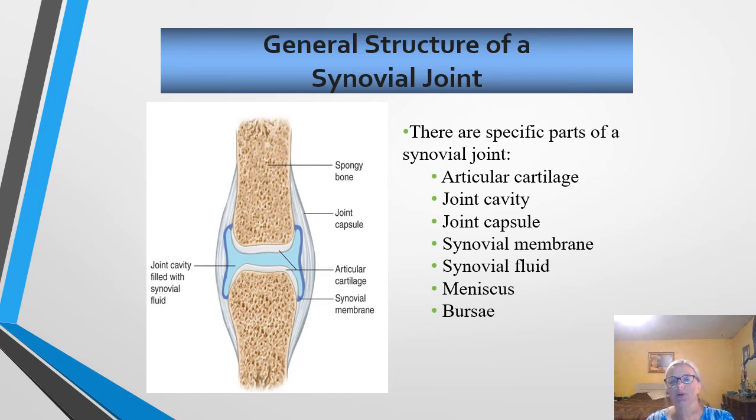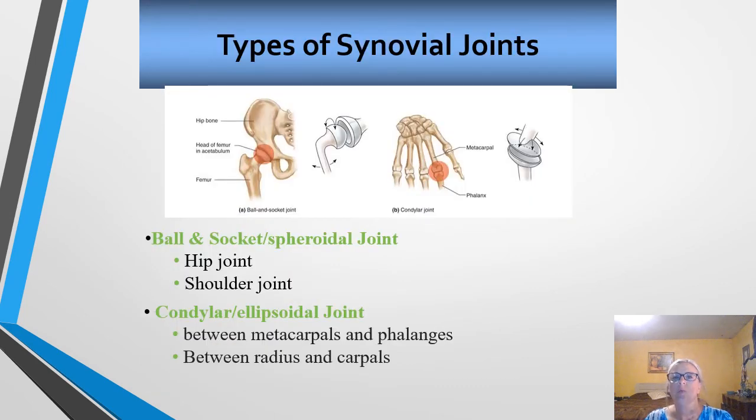So we have what we call a bursa. This is a closed fluid-filled sac, and it also functions as a cushion. The knee here is the largest and most complex synovial joint that we have. We have several different types of synovial joints. We have condylar, ball and socket, hinge, and so on.